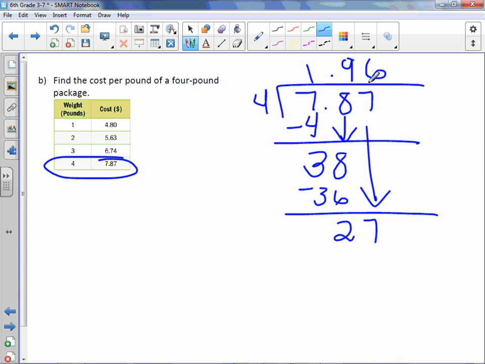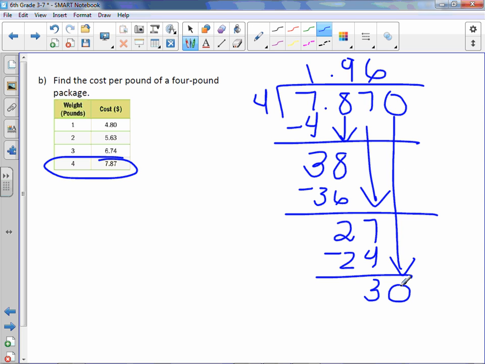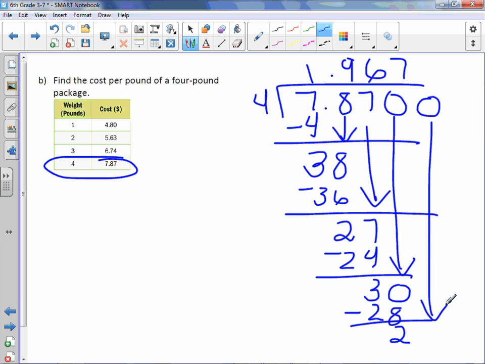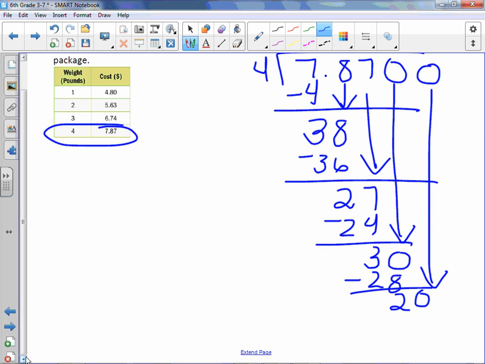Goes in 6 times, which is 24. Subtract and get 3. Bring down the 0. 4 into 30 7 times, which is 28. Subtract and get 2. Bring down another 0. And 4 goes into 20 5 times exactly. Subtract and get 0.